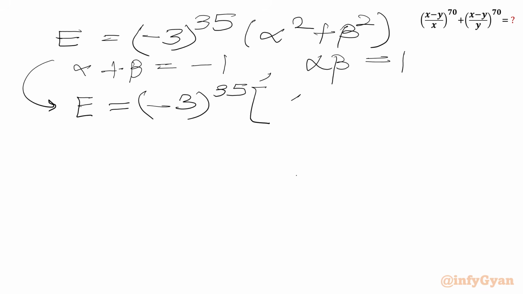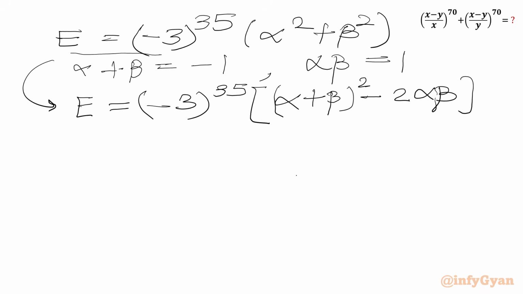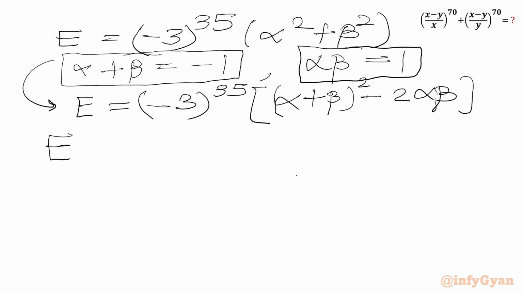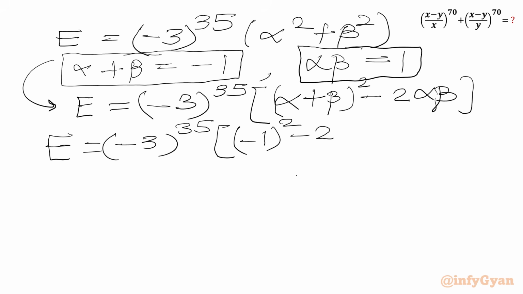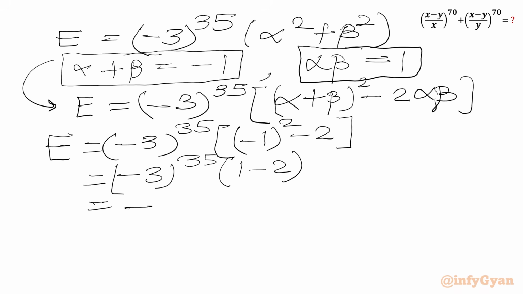We'll use algebraic formula and write here alpha square plus beta square will be alpha plus beta whole square minus 2 alpha beta. Since we know alpha plus beta is minus 1 and alpha times beta is plus 1, E will be equal to minus 3 raised to the power 35 in bracket alpha plus beta is negative 1, so we'll write minus 1 whole square minus 2 times alpha times beta is 1, so 2 times 1 is 2, will be equal to minus 3 raised to the power 35. In the bracket, we'll write 1 minus 2, which will become minus of minus 3 raised to the power 35.